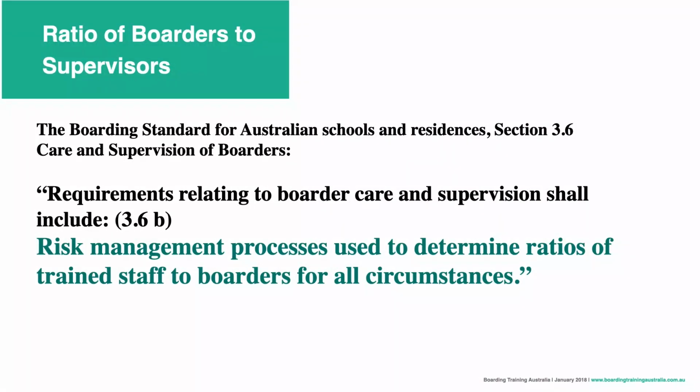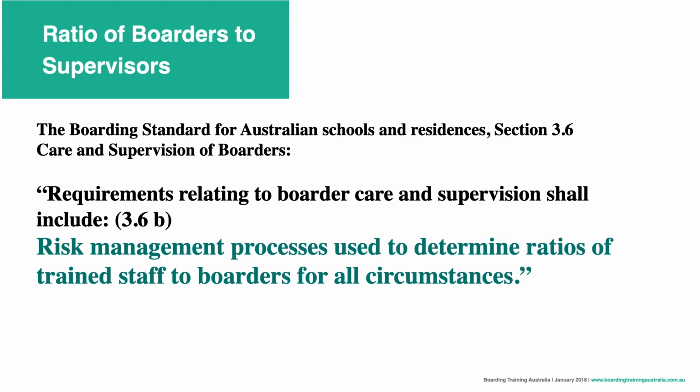And so we look at the boarding standard, and in Australia, Section 3.6 in our boarding standard does address ratios, but it just says this: requirements relating to boarder care and supervision shall include, 3.6 Part B, a risk management process used to determine what ratios of trained staff to boarders for all circumstances. So they're talking about trained staff firstly, and then they're also talking about what circumstances.